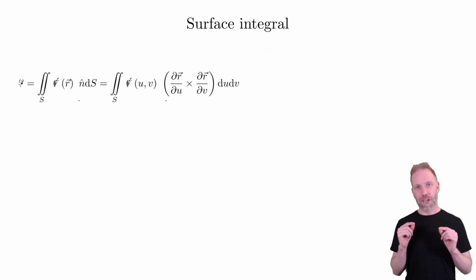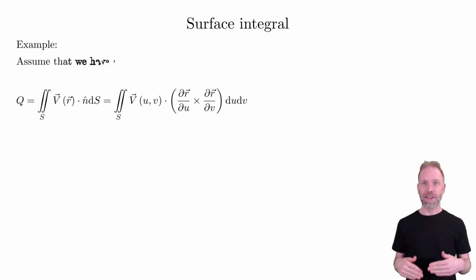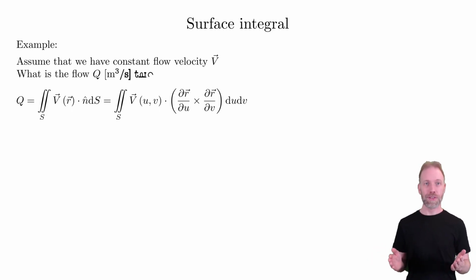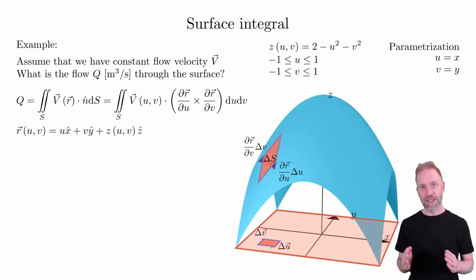Finally, the most common one is when we use the dot product between the vector and the normal vector. To give an example, assume that you have a constant flow velocity v. What is the flow through the surface? This one is solved using the integral of the velocity dot n hat over the surface.